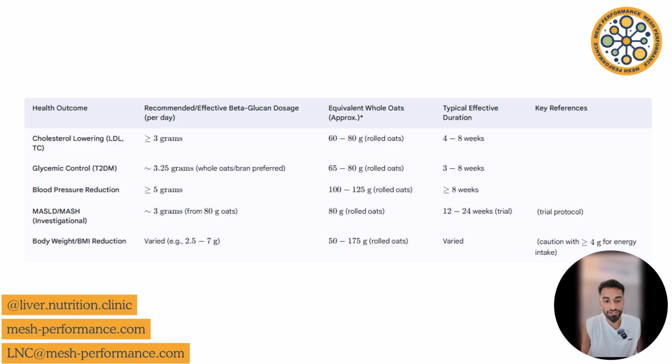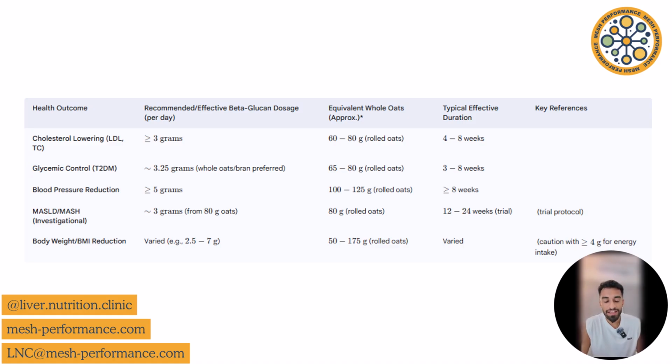For blood pressure reduction though, they found 100 to 125 grams made a big difference. However, if somebody's overweight and we're trying to lose weight, adding this amount of oats could increase the amount of energy and calories they're having. So actually having too many might have negative effects on other things.